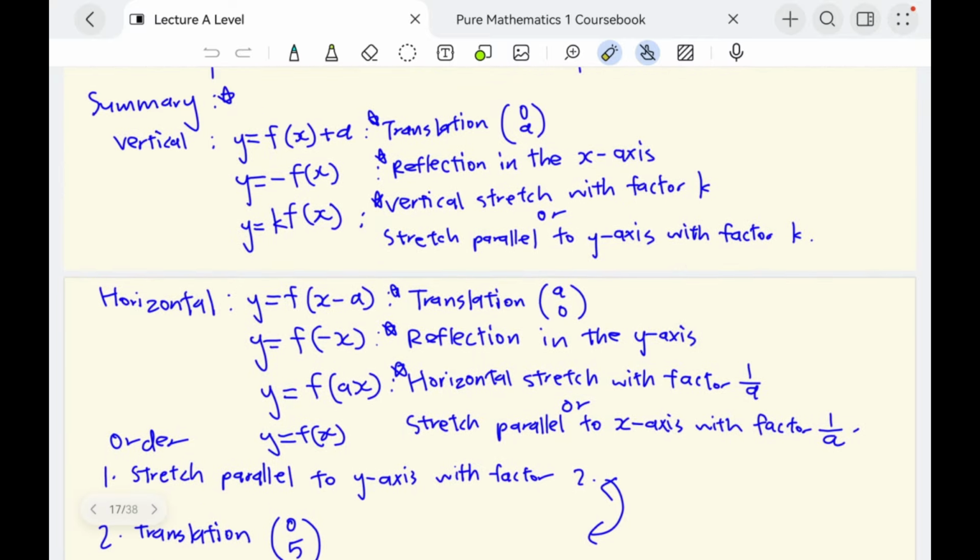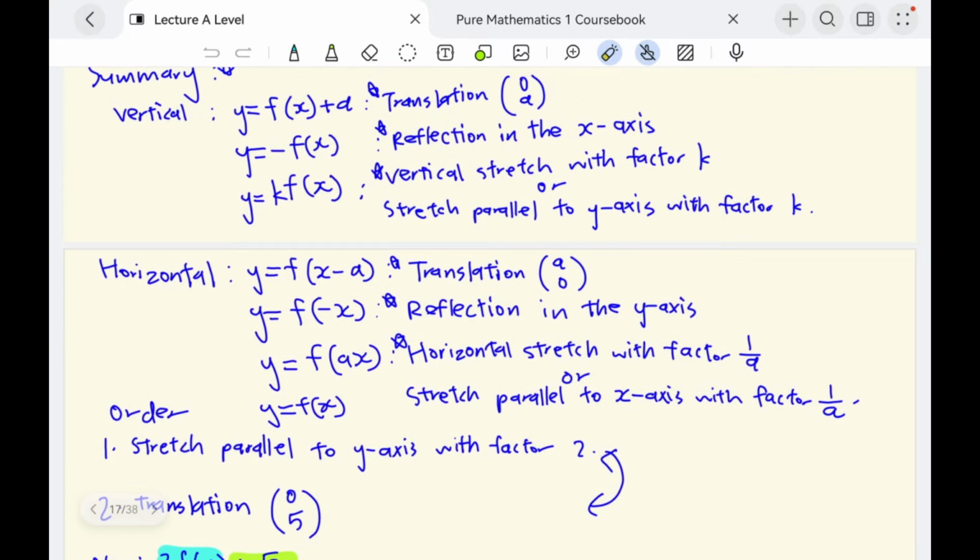So for the vertical transformation, it has a translation of (0, a), where this a is positive. And for the reflection for this entire function, you need to just put negative beside this entire function, which is the reflection in the x-axis. And for the vertical stretch or stretch parallel to the y-axis with the factor k, that means when the f(x) increases by k times, this times k, factor also k.